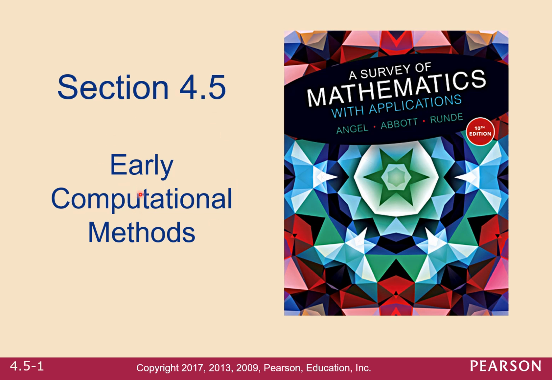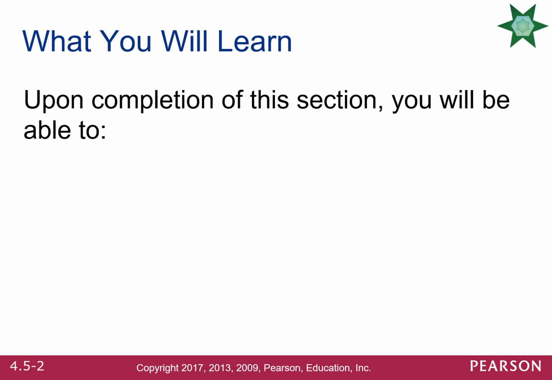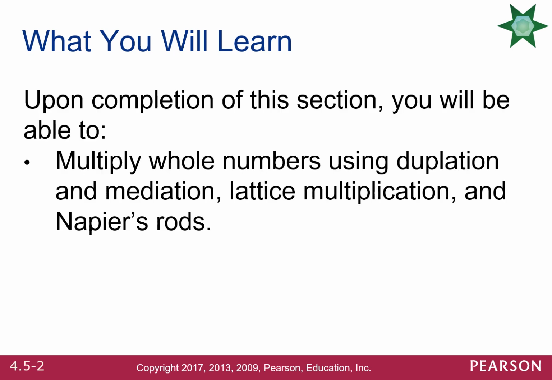All right. So let's look at three different techniques. We'll first talk about a method called duplicity and mediation, and then there is the lattice method of multiplication, and then finally Napier's rod. So we'll talk about three techniques of multiplication in this section. So again, we will learn the three different ways of multiplying whole numbers using duplicity and mediation, lattice multiplication, and Napier's rods.